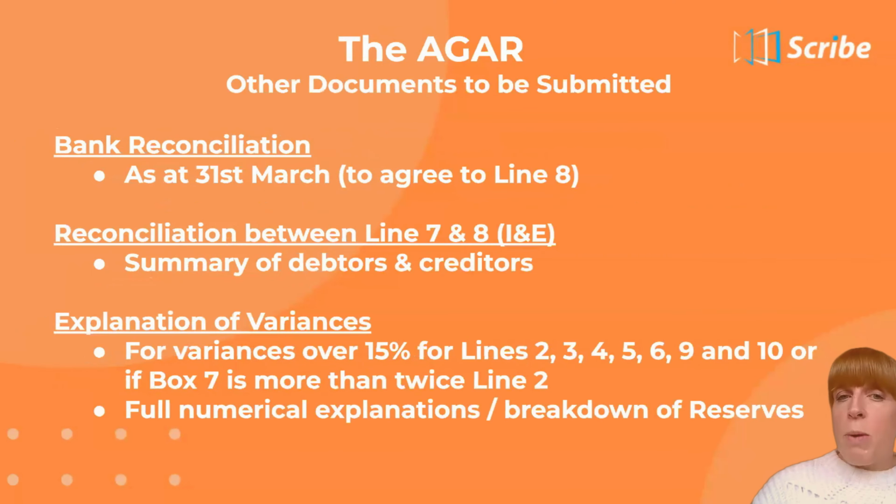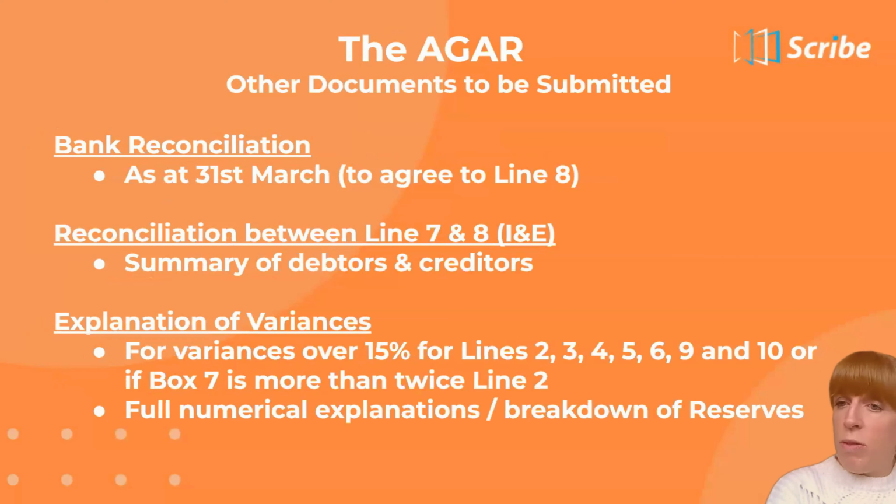So I mentioned a few of these as well. Other documents that you'll submit alongside the AGAR is the bank reconciliation. That's as at the 31st of March to agree to line 8, as we talked about. The reconciliation between line 7 and 8 for those of you working in income and expenditure. So your summary of debtors and creditors, any other adjustments, etc. That then explains the values that gets you from box 7 to box 8.